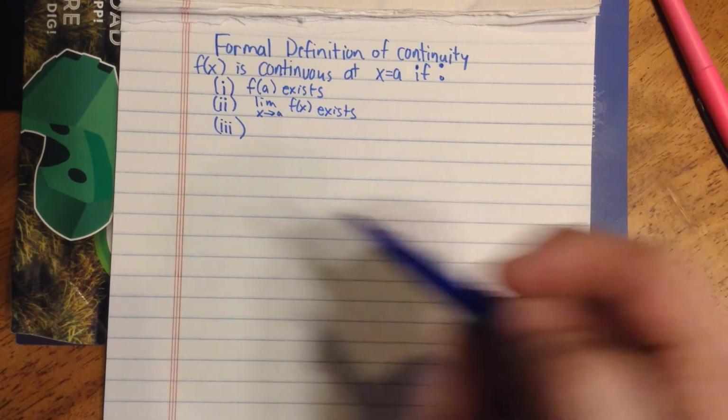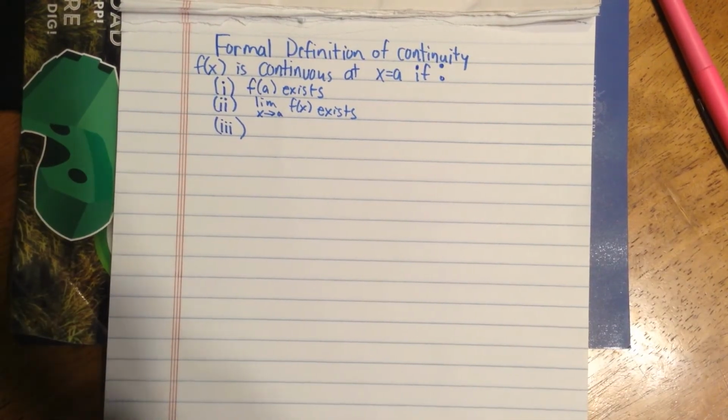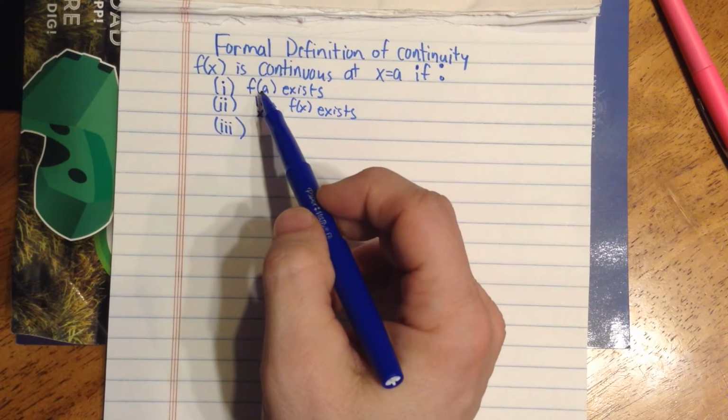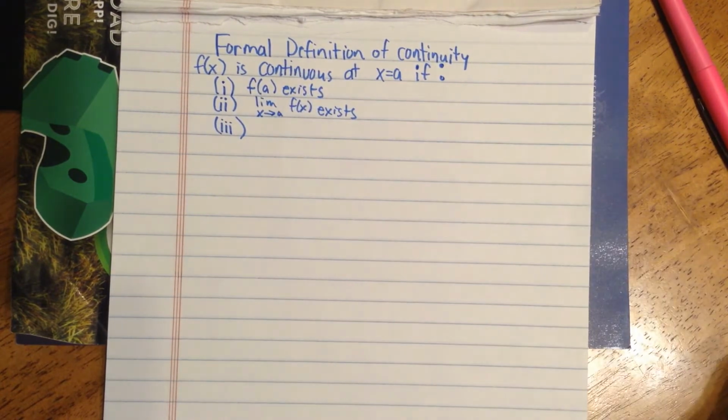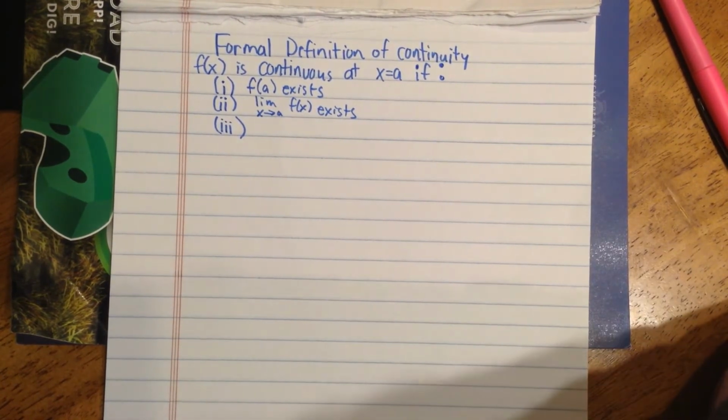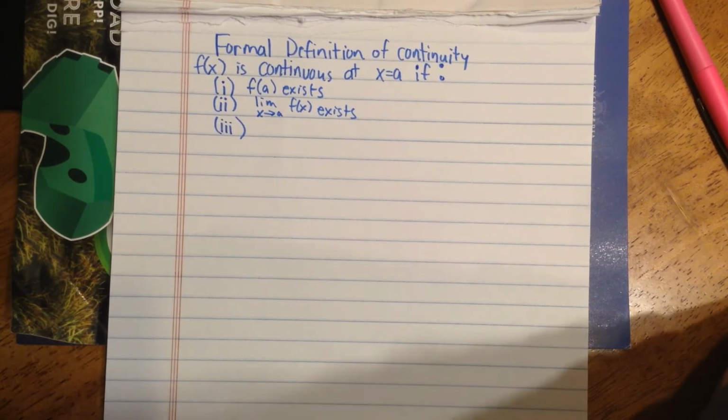The first one is that f of a exists. So the value a that we're looking at exists. If I'm looking at a equals 2, I should be able to plug a 2 into the equation and I should get an output. That's the easiest one to prove.